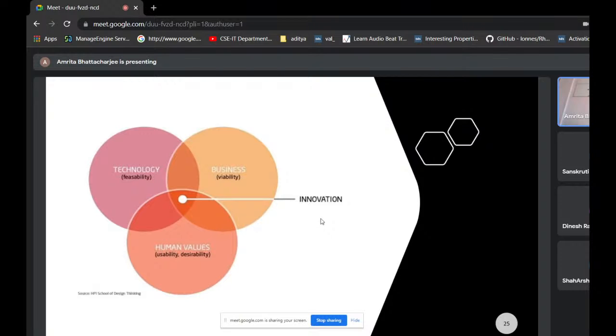While we are talking about viability, the most important thing is the economic viability of that particular design. Now design, as I have mentioned already, could be service design, it could be product design, it could be in digital space, it could be in physical space. So a product also has different components.